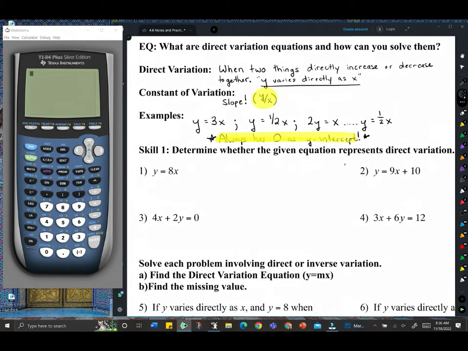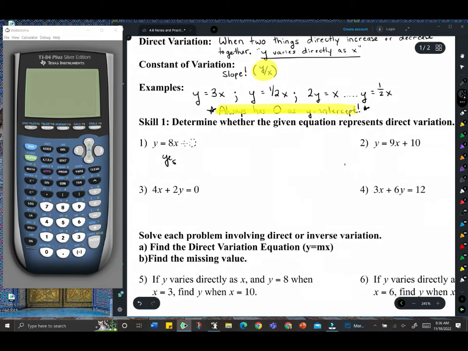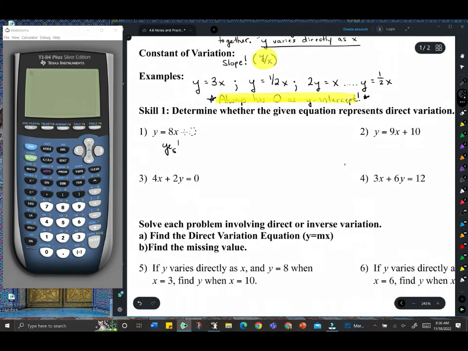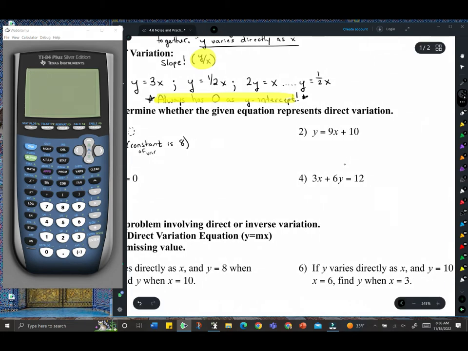So, first skill, just determine whether the equation is direct variation. Looking right at number 1, we can imagine a little plus 0 there. And since it's just y equals 8x, yes, it is direct variation. The constant of variation in this case is just that 8 in front of the x. So it's good to know what that is. And it's constant of variation, not a regular constant, a little bit different.